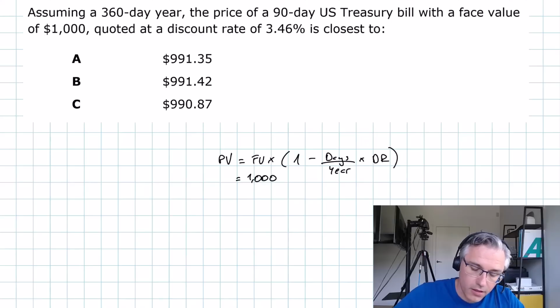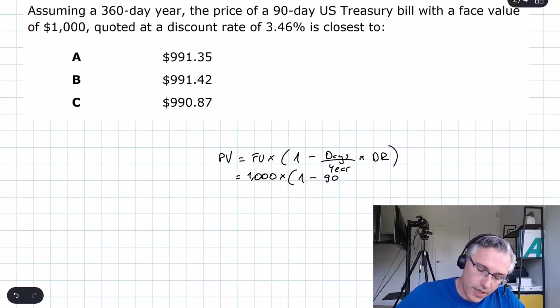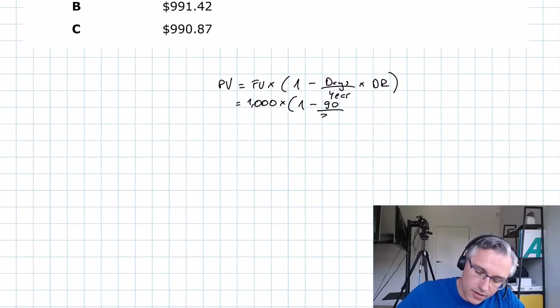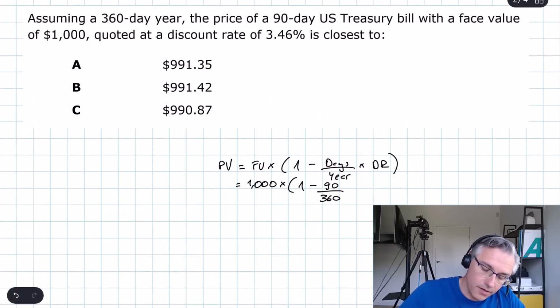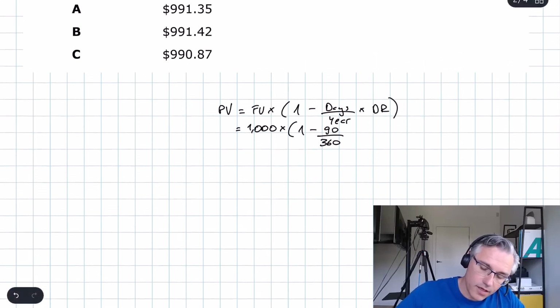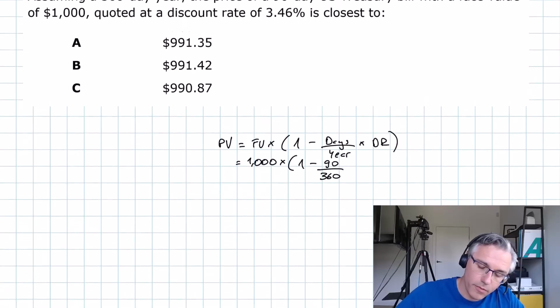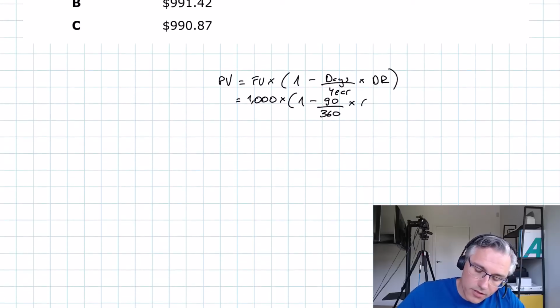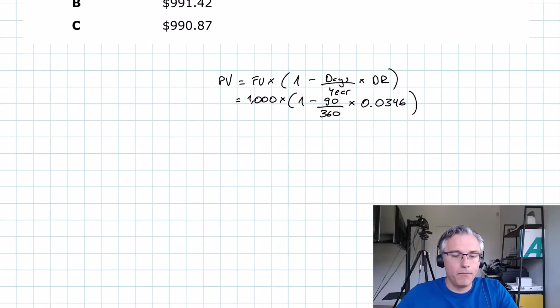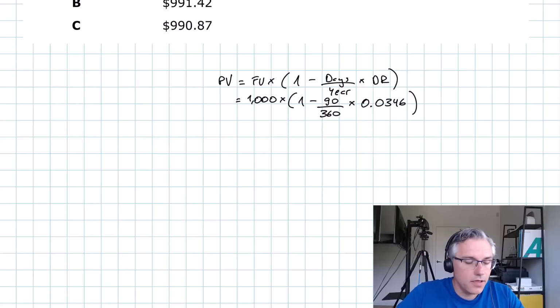1,000 for face value, then 1 minus days. Just take the days given, 90-day US Treasury bill. Let's divide that by 360, the assumed number of days in the year, assuming a 360-day year, and the discount rate 3.46, so times 0.0346.